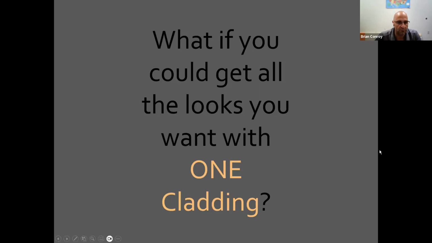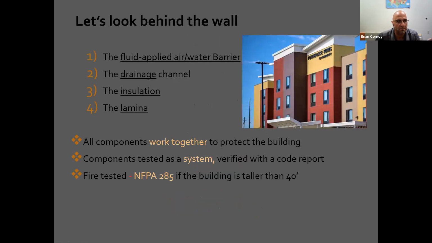And so what I want to do is start just like we would any other project and any other structure, to start from the inside and go out. From a fluid applied air barrier, a drainage channel, insulation, and then the laminar. How all of this works together, making sure that the systems are what they are and that they have met certain requirements. Now, for the EIFS systems or the CIFS systems specifically, we want to make sure of the one test that's always out there, that NFPA 285 testing, and what that really looks like in the structure. So we will discuss a little bit of that as well.